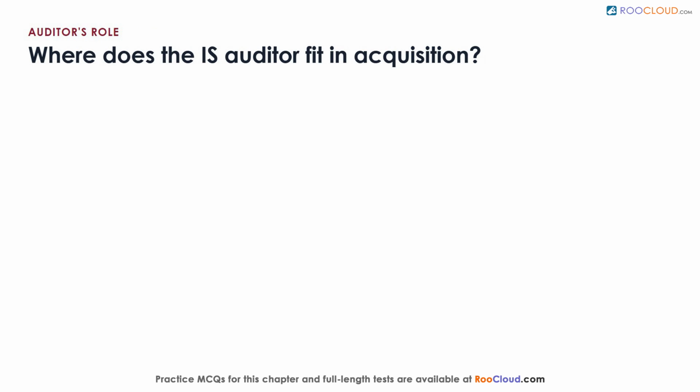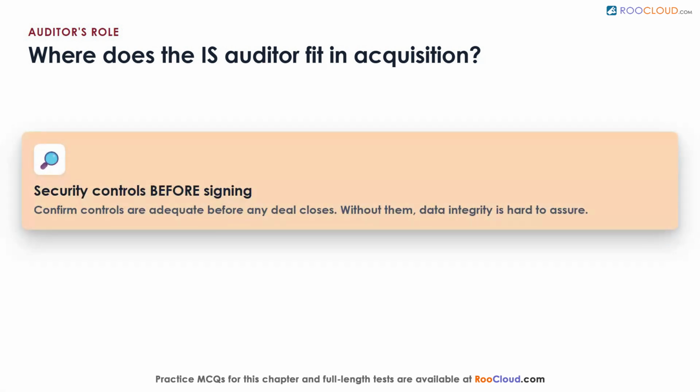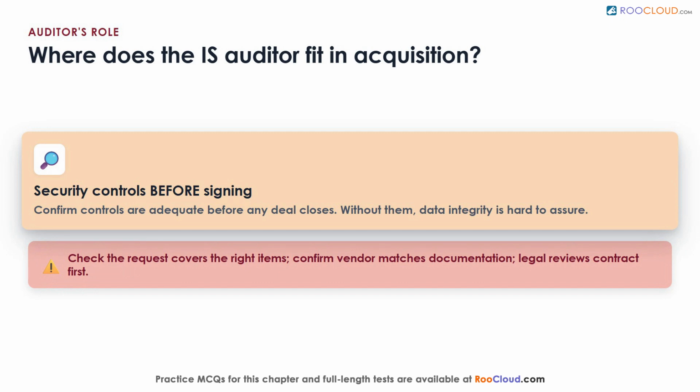So where do you fit in software acquisition? You confirm adequate security controls before any deal is signed. Without them, data integrity is hard to assure. You check the request covers the right items. You confirm the chosen vendor matches that documentation. And you make sure legal reviews the contract before signing.